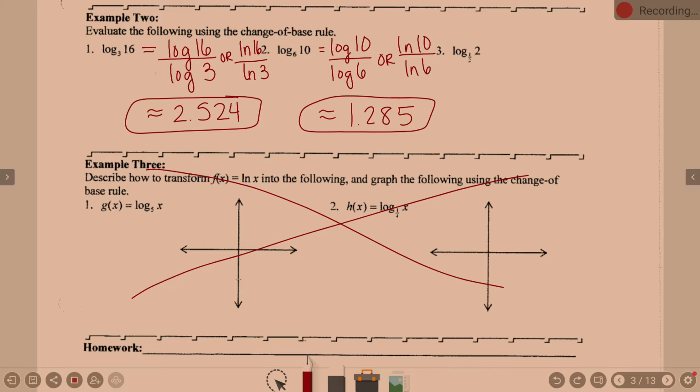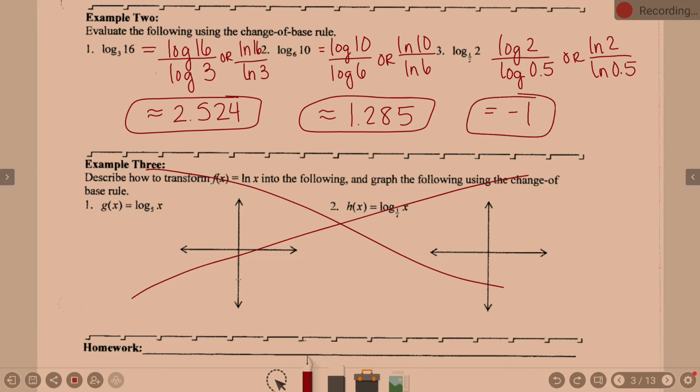Number 3 does say log of 2 base 1/2, if you can read that. So that means I could do log of 2 divided by log of 1/2, which, to be honest, what's easier to enter on the calculator? Log of 0.5. Or natural log of 2 divided by natural log of 0.5. Either way there, I get -1.